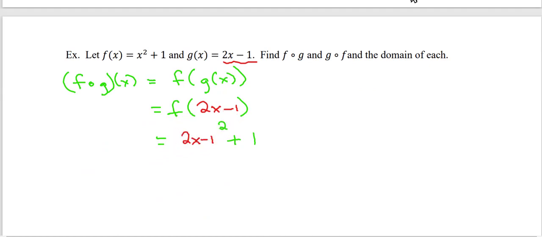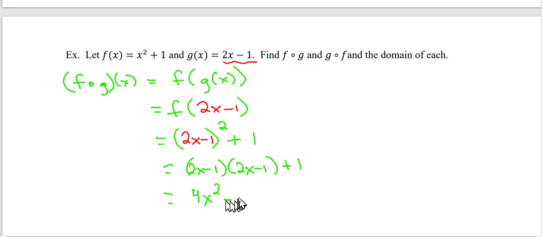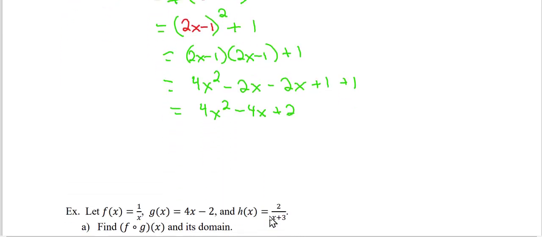It'd make more sense if I did this. So the 2x minus 1 goes in place of the x. The g goes in place of the x in f. Multiplying that out, 2x minus 1 times 2x minus 1, and then plus 1 on the end. 4x squared minus 2x plus 1 plus 1. 4x squared minus 4x plus 2 is what f composed with g is.